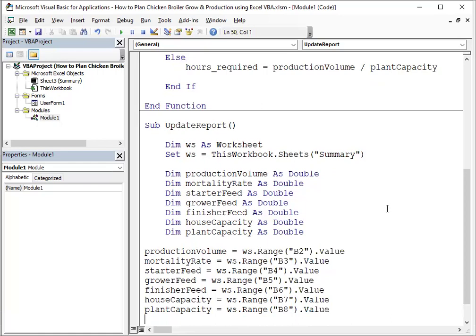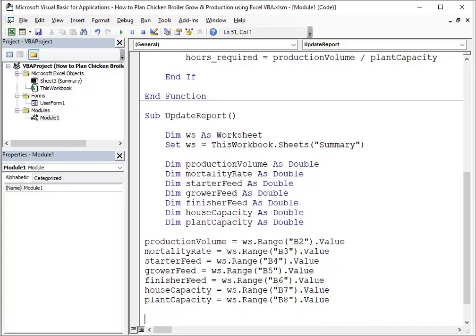Now I'm going to perform the calculations. This is also the same as the user form. So I'm going to do the total DOC, the day-old chicks, equal to production volume divided by parenthesis 1 minus mortality rate. Then I'm going to close it.